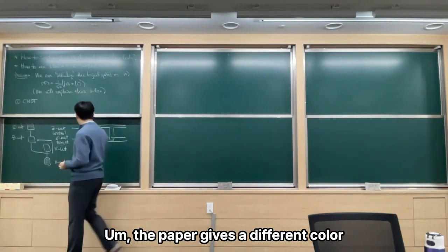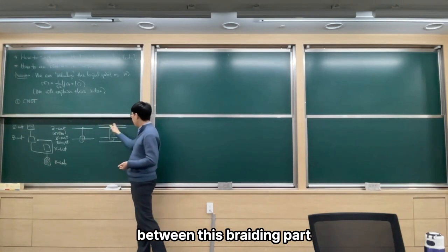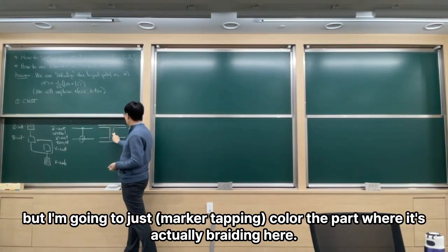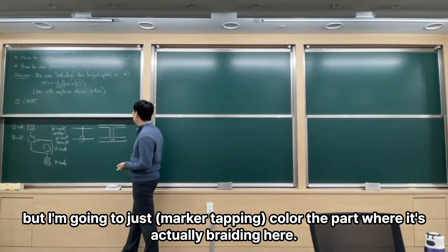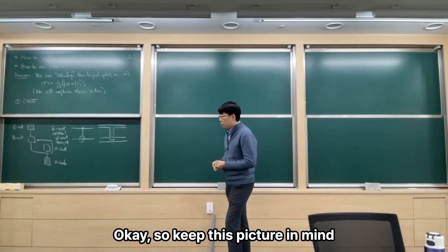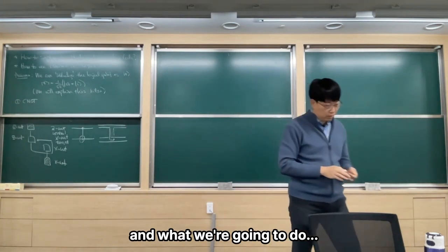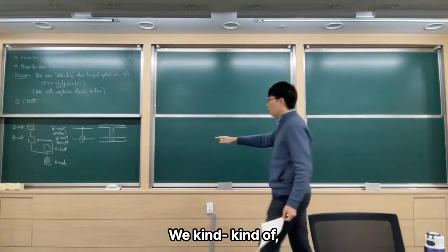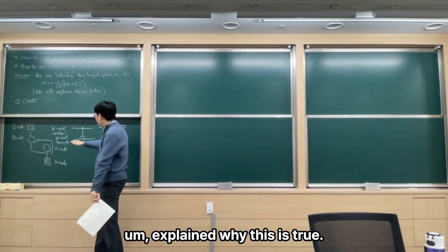The paper gives a different color between this braiding part and the non-braiding part, but I'm going to just color the part where it's actually braiding here. Okay, so keep this picture in mind. That makes sense, right? We kind of explained why this is true.